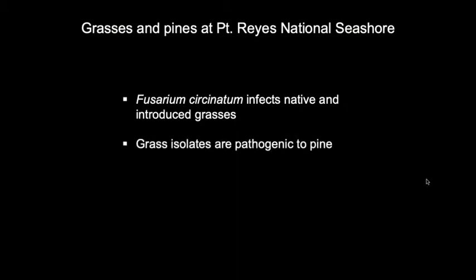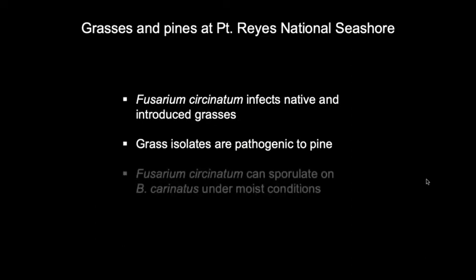Second, we know that what we isolated from the grasses, if you make a suspension of it and inoculate a pine with it, those pines become diseased. So these grass isolates are capable of causing disease to pine. And lastly, we found that if we inoculate the native California grasses with this fungus, those tissues of grass can support sporulation of the fungus under a moist condition.